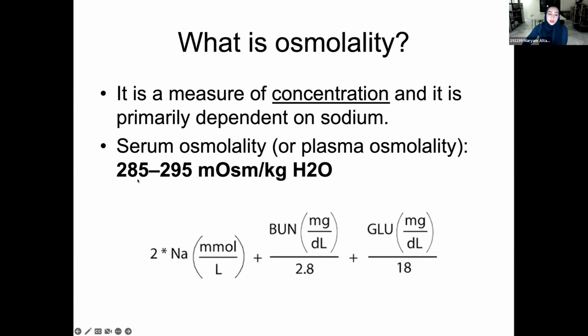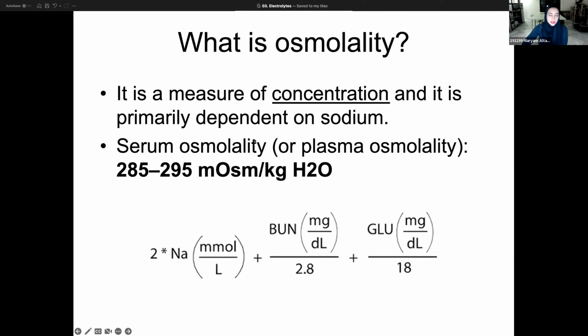Okay, so these are the general serum osmolality values that we want to look for. So 285 to 295 milliosmoles per kilogram of water. So this is the general range that we're looking for. Anything below, okay, or anything above, as we'll see in a moment, is going to be hypo or hypernatremia.